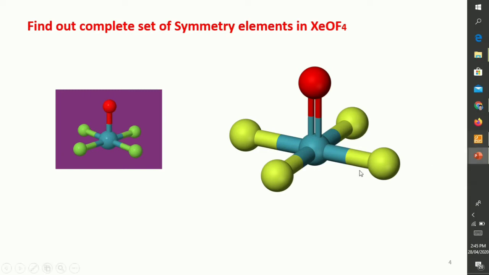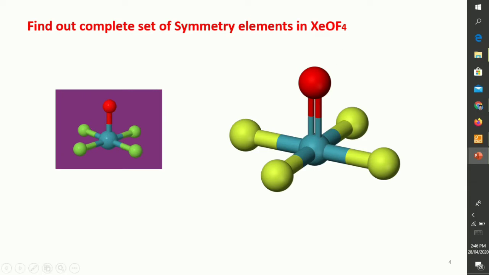You can easily find this C4 rotation if this is the axis of rotation. Oxygen, if we pick this molecule from this axis of rotation, you can see there is exactly a C4 rotation present in this molecule. This is also the axis of rotation for the C2 proper rotation. You can rotate, and you can find the indistinguishable shape of XeOF4 while performing the C2 rotation from this axis of rotation.